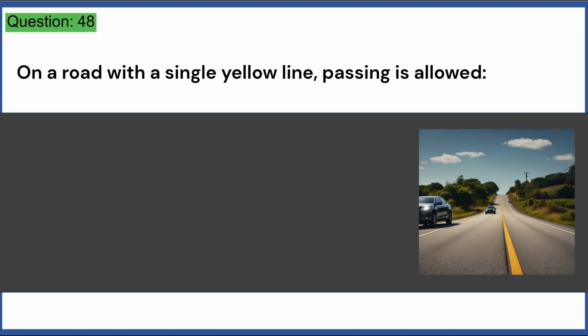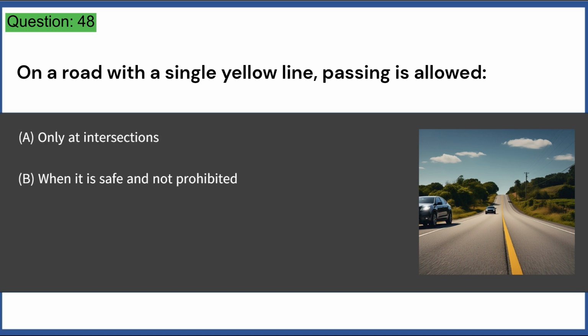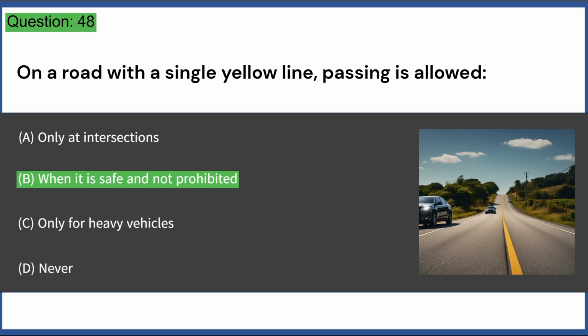On a road with a single yellow line, passing is allowed: A. Only at intersections. B. When it is safe and not prohibited. C. Only for heavy vehicles. D. Never. Answer: B. When it is safe and not prohibited.